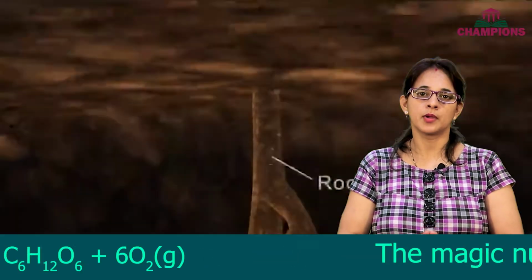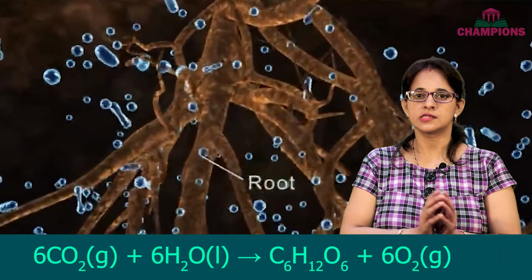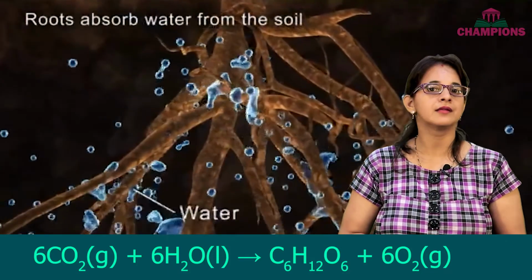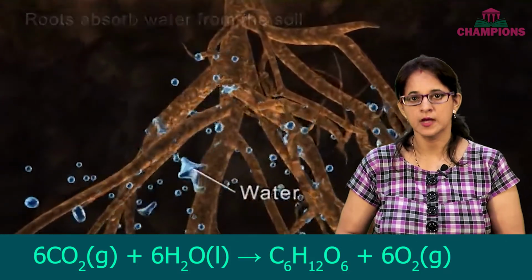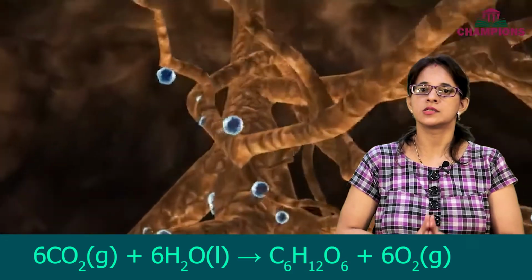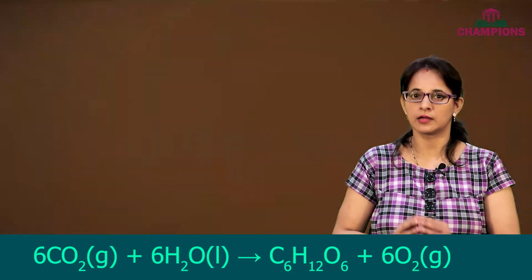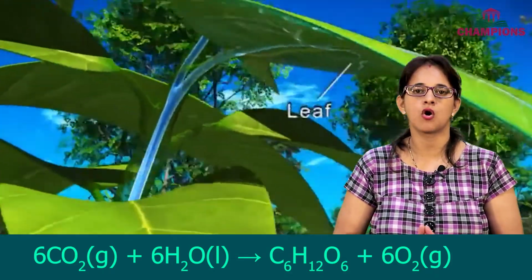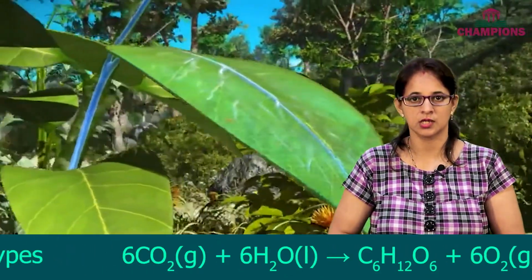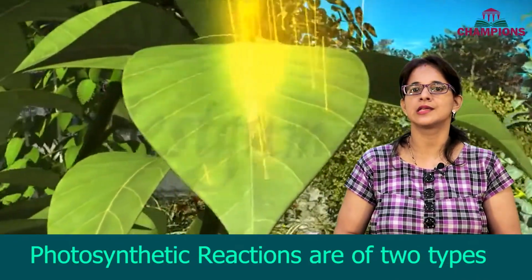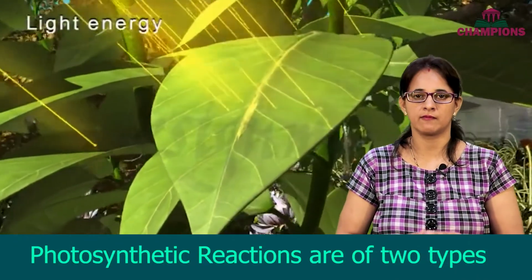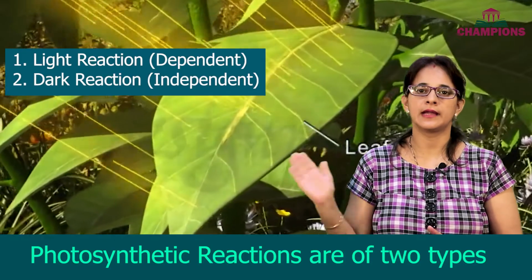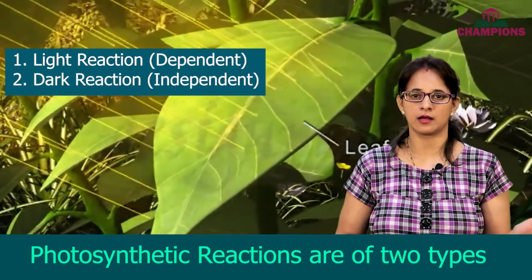Why 6? Because in this process, 6 molecules of carbon dioxide react with 6 molecules of water to produce a single glucose molecule, which is a 6 carbon compound, and the release of 6 oxygen molecules. Now, the process takes place in 2 steps. What are these 2 steps? The light reaction and the dark reaction.